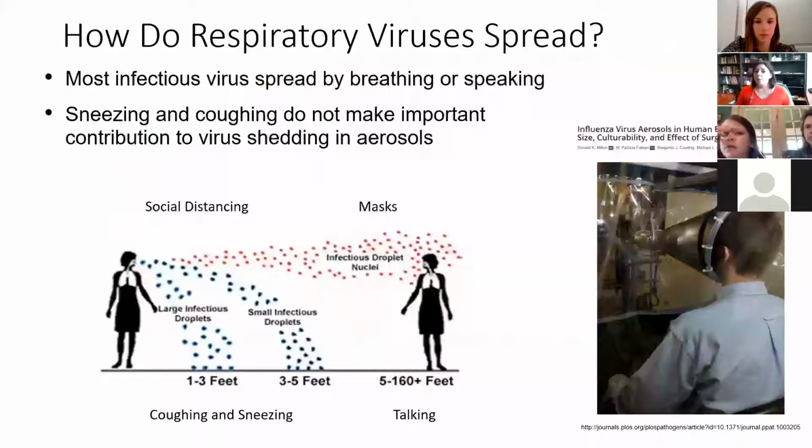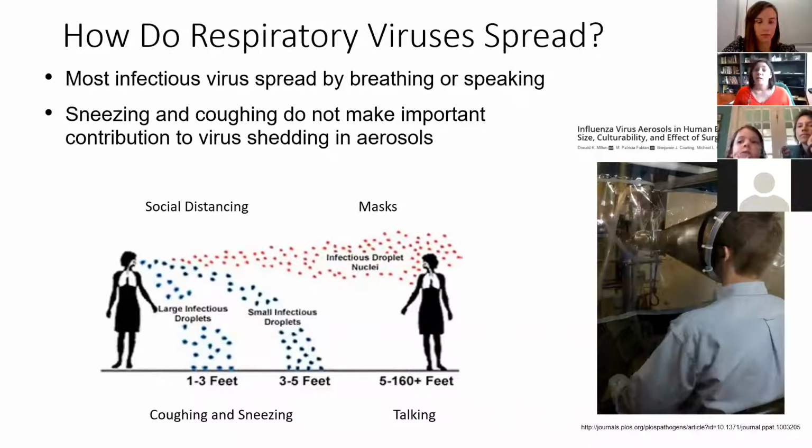So how do respiratory viruses spread? It might surprise you to learn that the most infectious particles are spread just by breathing and speaking. And if you think about it, it makes sense. When you're sick, you're always breathing and you talk to people, but you may not sneeze or cough a whole lot.